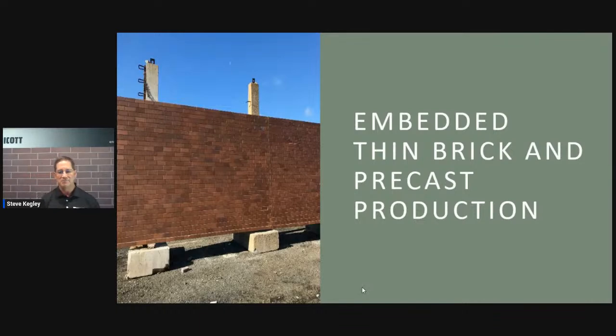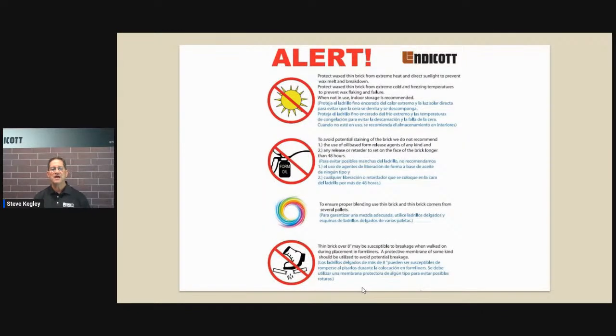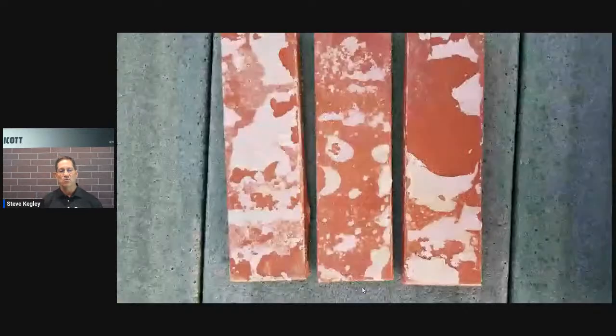So when we look at precast production, this is a tag that Endicott puts on every single pallet that goes out of the plant. And we put it in the submittals. We put it in your price quote. We want to make sure that you see it, because these are some best practices in the plant that will help you significantly.